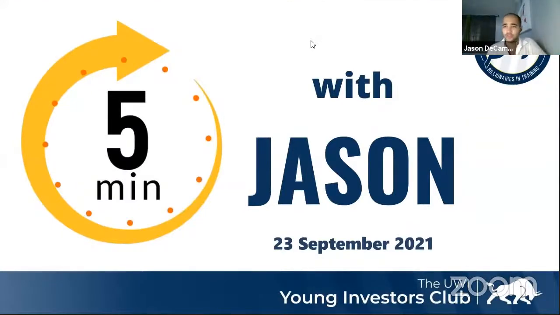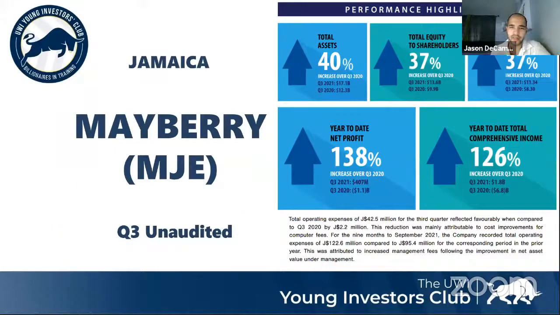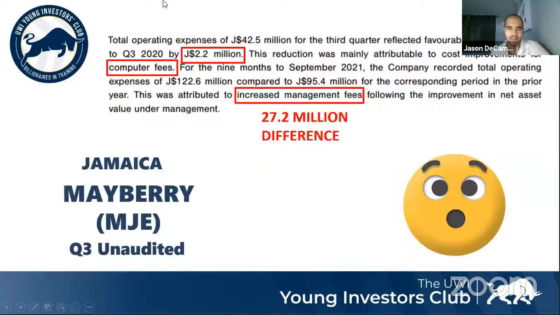So, a couple of things this week. We see that MJE, which is different from Mayberry in general, this is Mayberry Jamaican Equities, published their Q3 unaudited reports, and it's looking pretty good. You see those up arrows, all of those are things that we like to see going up. So that's pretty cool.